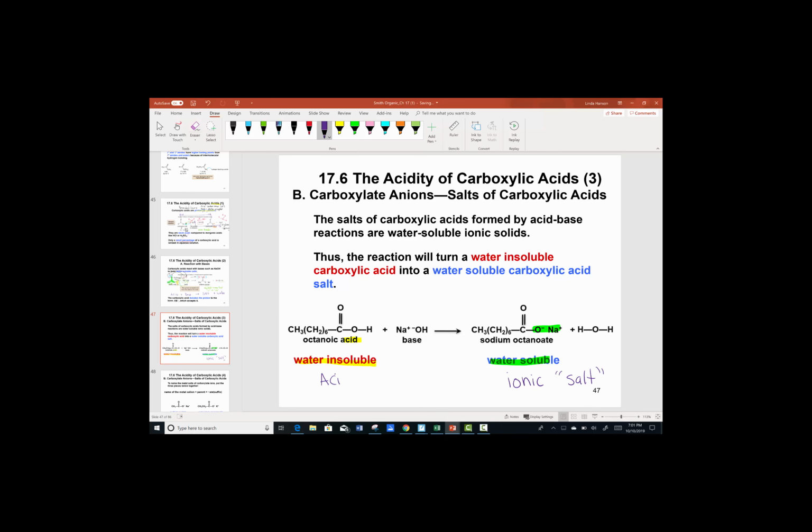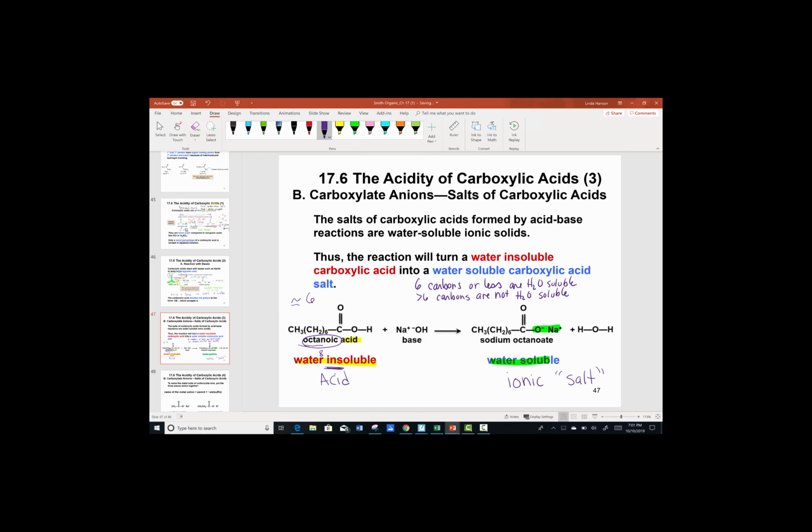We turned an insoluble acid, and remember that general rule is about 6 carbons or less. Let me write that because we wrote it early in our notes. 6 carbons or less are water soluble, but greater than 6 carbons are not. And I emphasize that because look at this example here. We have octanoic acid. Octane is 8 carbons in the chain, so octanoic acid would be water insoluble.